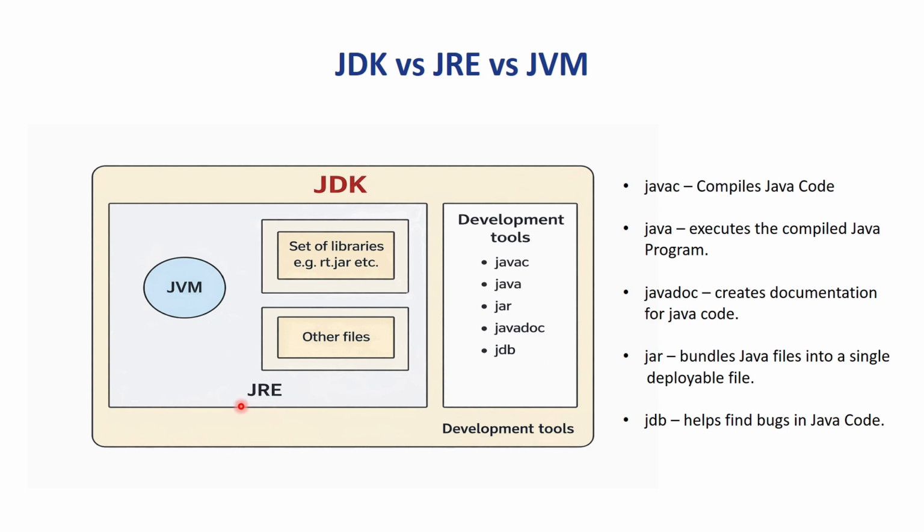So now we are going to discuss JRE. JRE is nothing but JVM plus a set of libraries, for example rt.jar files. There are different types of libraries, etc., plus other files, meaning Java packages and so on. So let's see JRE in detail.